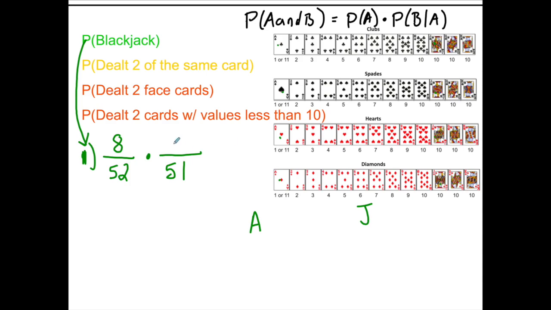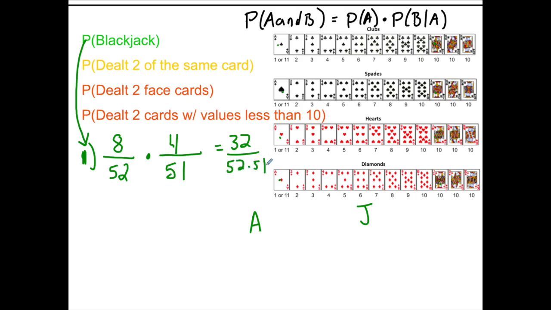So given that I've been given one of these 2 cards, either an ace or a jack, there are only 4 other cards remaining that could be the card I want. That is to say, either I've been given an ace and then a jack, or a jack and then an ace. So what you end up getting is 32 over 52 times 51.